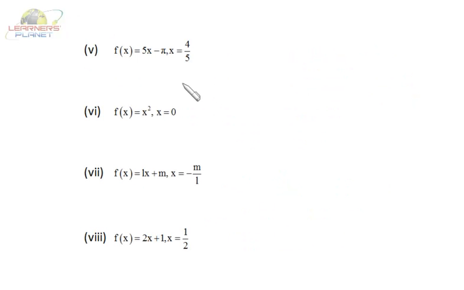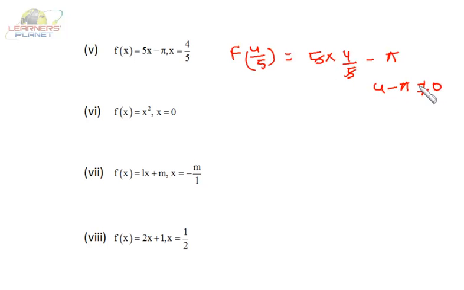Now let's see this question. x is equal to 4 by 5. So we have to calculate f of 4 by 5. So f of 4 by 5 is, put the value of x as 4 by 5, minus pi. So it's 4 minus pi. That is not equal to 0. That means if we put x equal to 4 by 5, we are not getting 0. That means 4 by 5 is not a 0 of this polynomial.